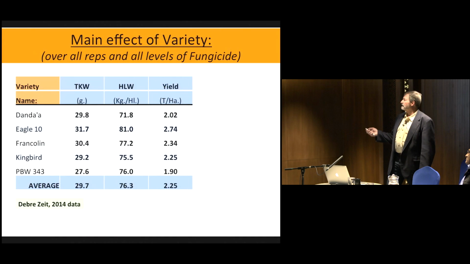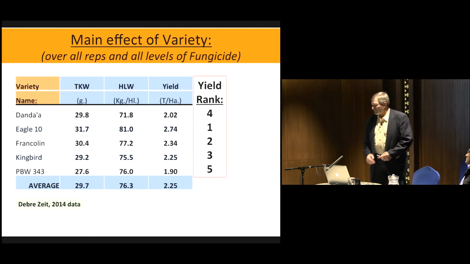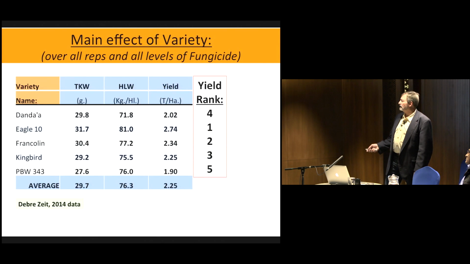So now we can look at some data that is a little closer to something that I have more confidence in. This is the main effect of variety. Remember that variety is the whole unit. And so this is the yield rank of those varieties as measured over all levels of the subunits. So the number 1 variety was the cultivar Eagle, which yielded 2.74 tons per hectare, evaluated over all levels of the fungicide treatments. So that's treated plus untreated average.